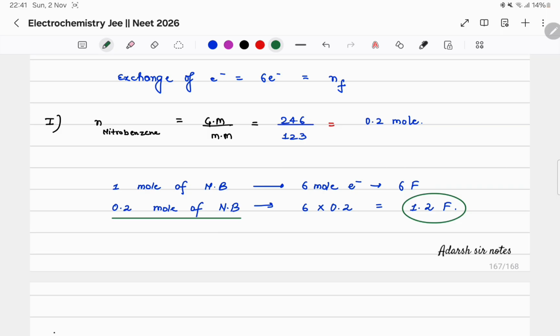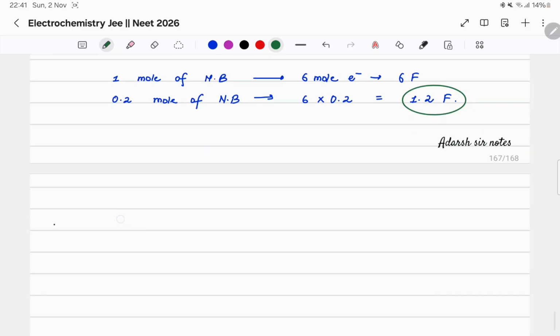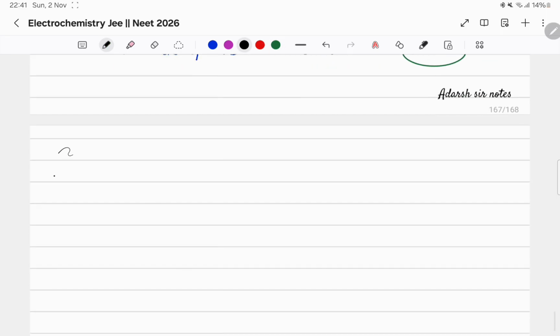So we came to know that 1.2 Faraday of charge is flowing for 0.2 mole of nitrobenzene. After this, the current efficiency concept will come into existence. So I can write the current efficiency concept: for 100% efficiency, 100% current efficiency.